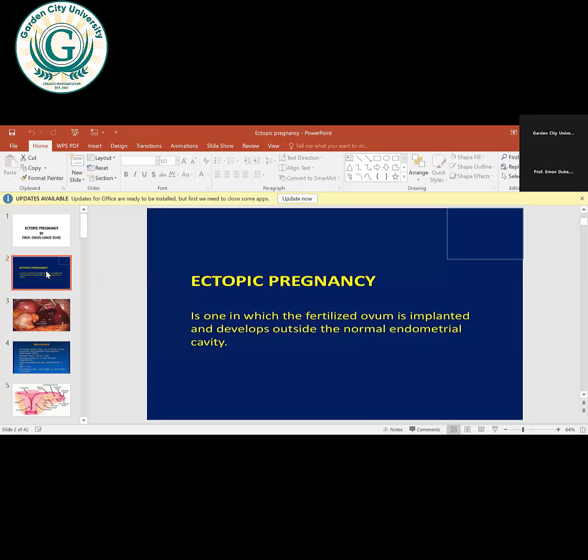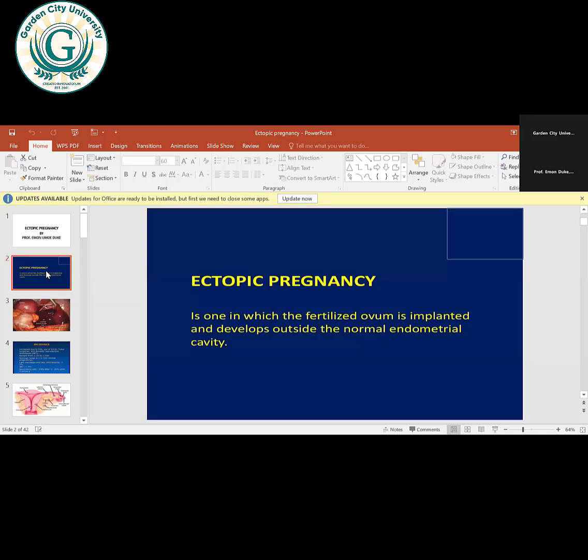Now, ectopic pregnancy. Ectopic pregnancy is one in which a fertilized ovum is implanted and develops outside the normal endometrial cavity. We talked about it in the last slide. We identified about 10 sites.